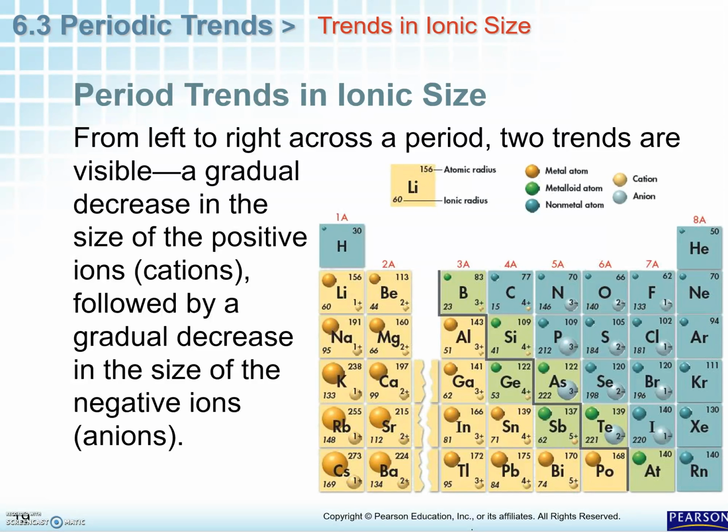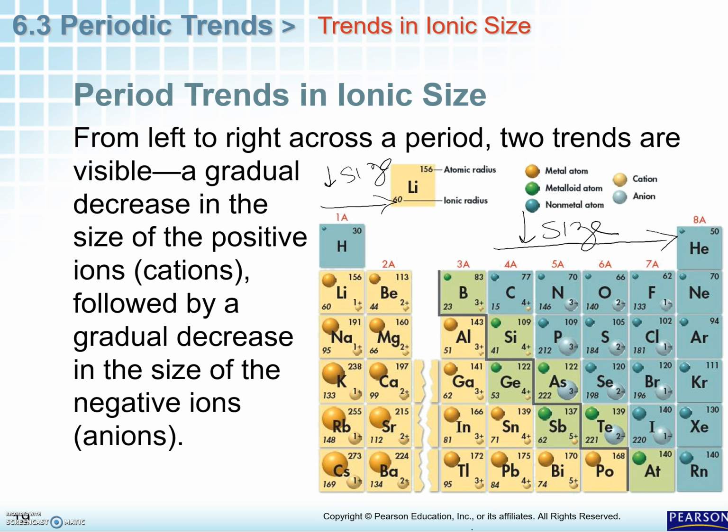Now, from left to right, so you're going across the period, there are some visible trends, but they are going to be separated based on if it is a metal or a non-metal. So as you go from left to right above your metals, you're going to start to see a gradual decrease in size. Once you go into the non-metal portion, as you're going from left to right, you're going to see again that decrease in size that you've seen before.